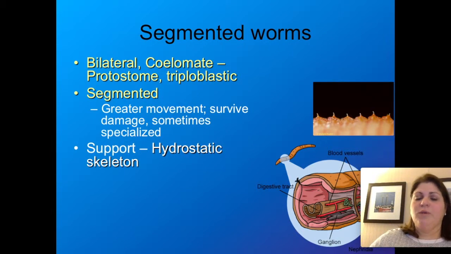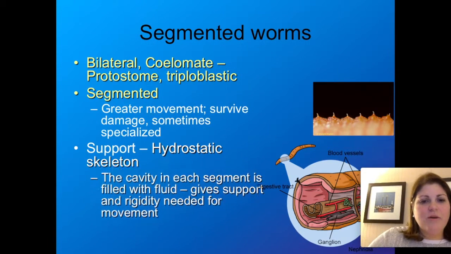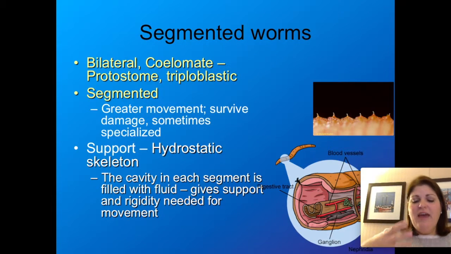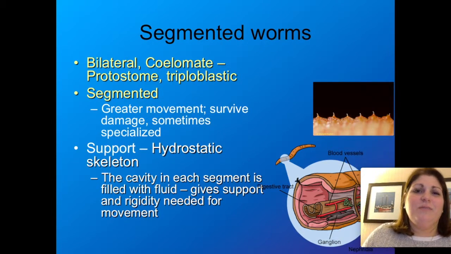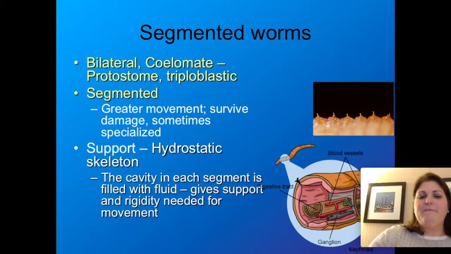When we talk about earthworms, all worms have a hydrostatic skeleton. Recall from our earlier notes that a hydrostatic skeleton is a fluid-filled cavity, and that fluid, remember, you can't compress a fluid. And so when their muscles squeeze, the muscles squeeze against that fluid and allows them something for their muscles to pull on or push on. This also gives them rigidity and support.